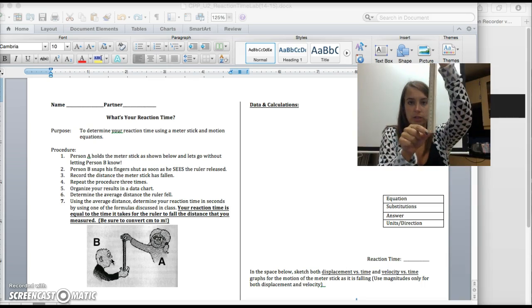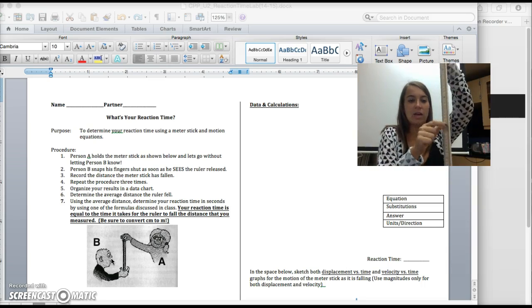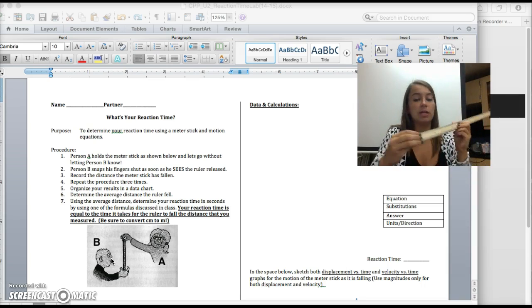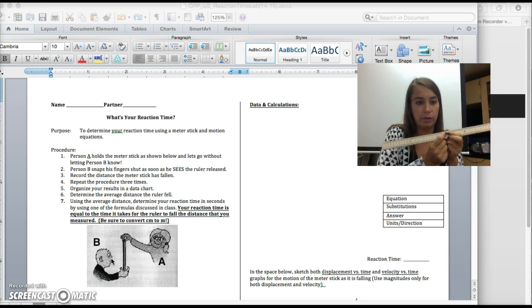You don't want to know when it's dropping or else it's not your true reaction time. So person A drops without telling person B. They try and grab it as fast as they can. Do that 3 times, measuring how far up it goes before you can grab it, okay? Find the average. So add it up, divide by 3.